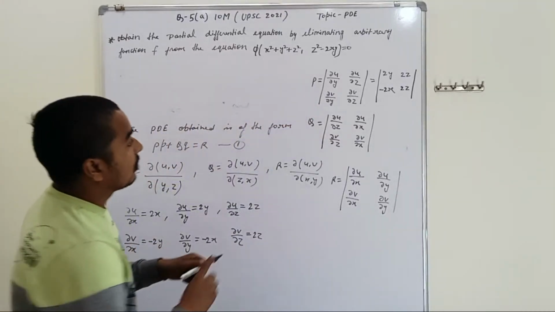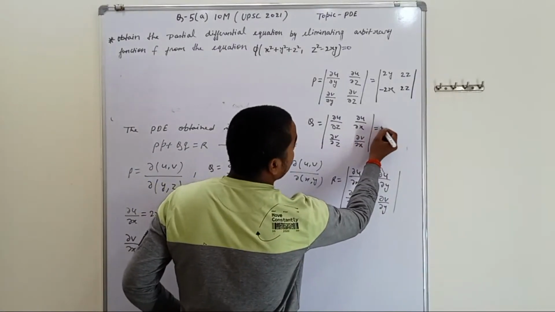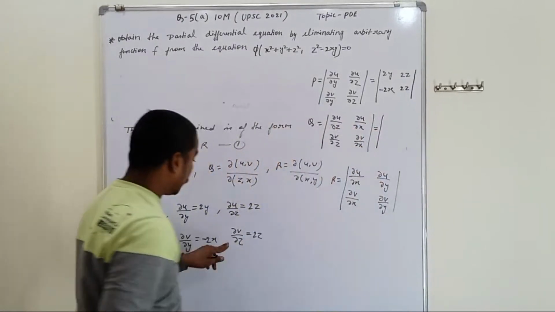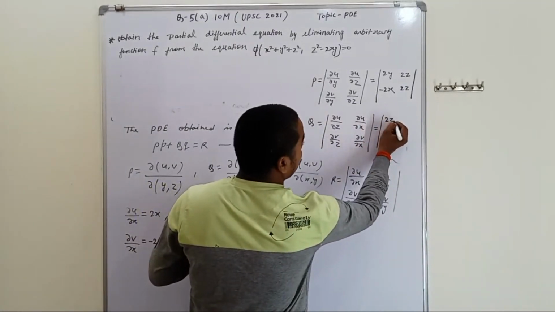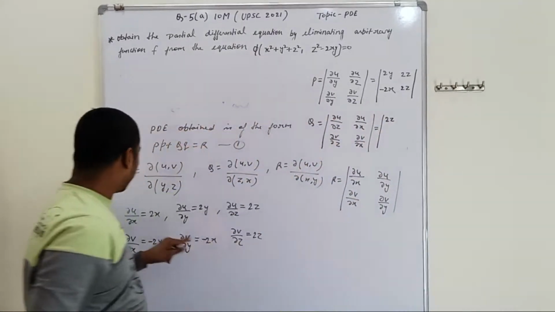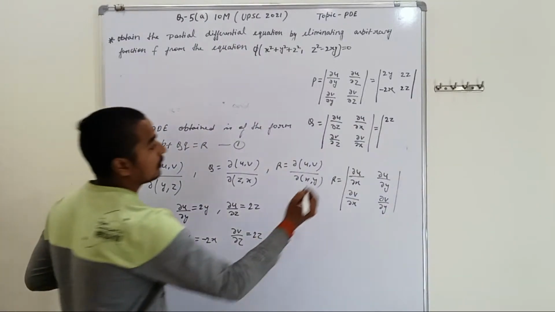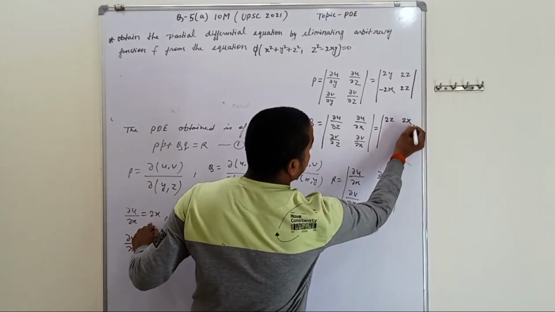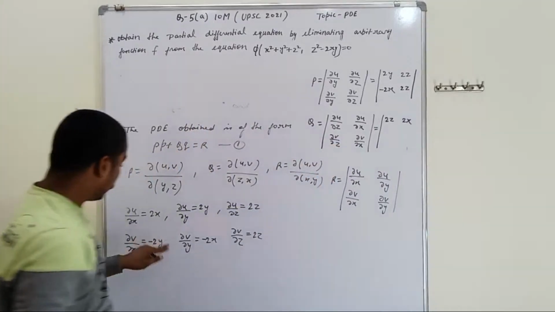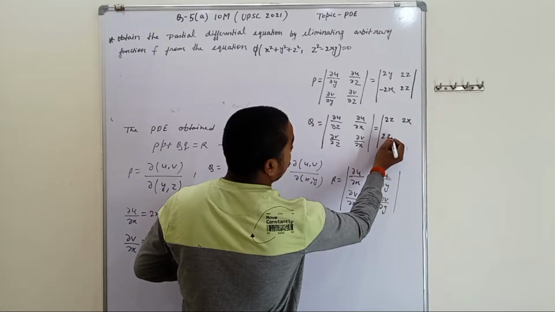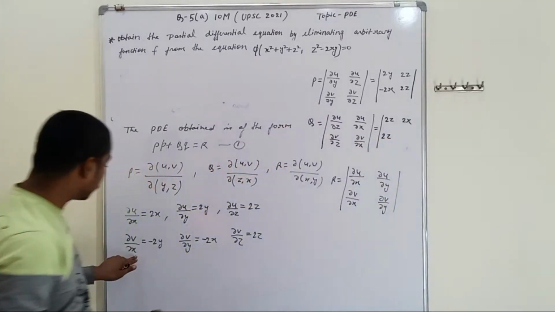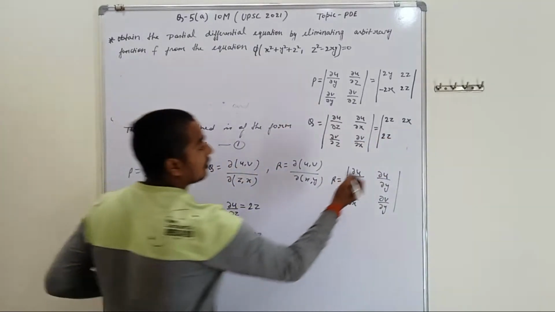put the values in the Q determinant, that is del u upon del z is 2z and del u upon del x is 2x, and del v upon del z is 2z and del v upon del x is minus 2y.